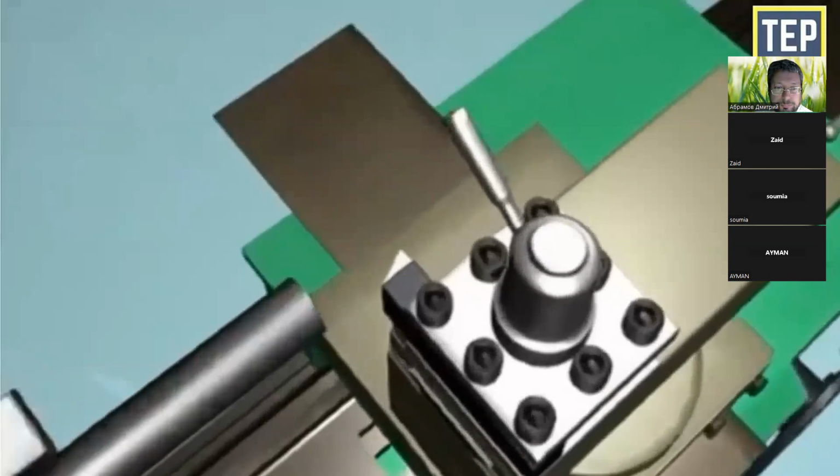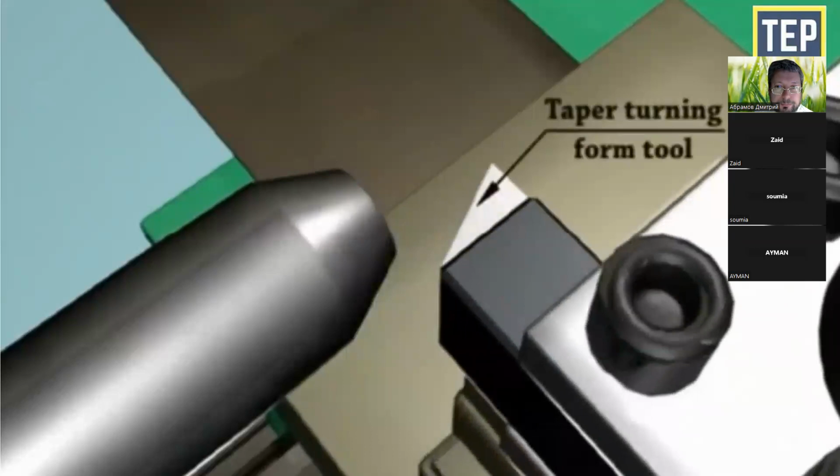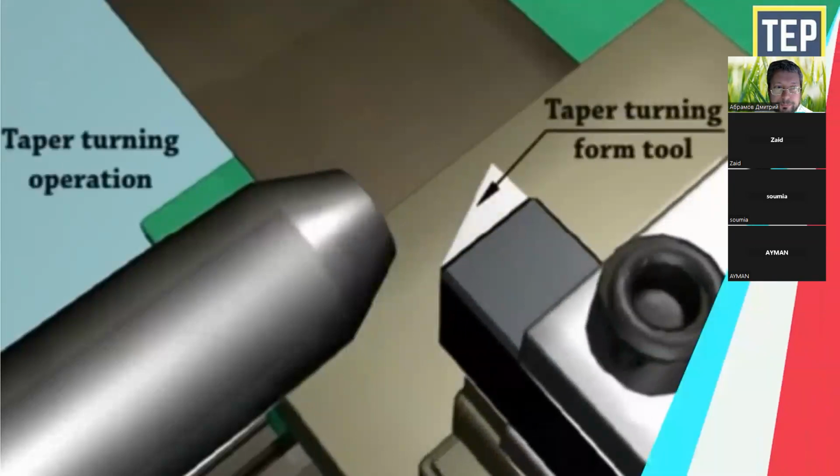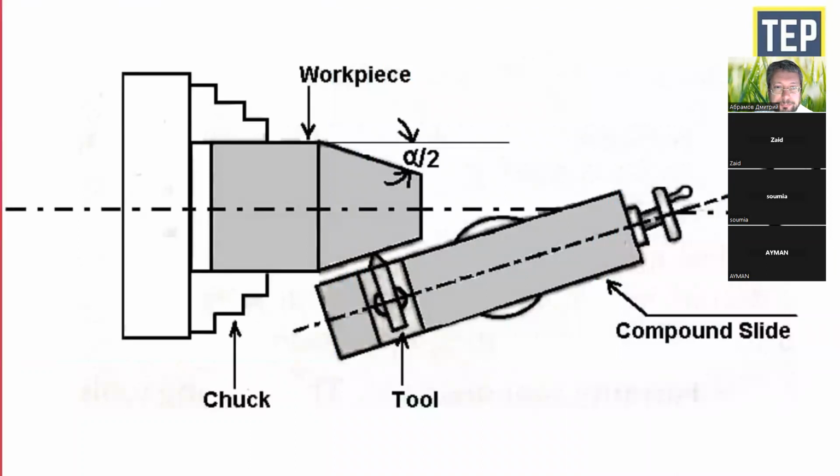In this method, the taper length obtained is equal to the width of the form tool. To obtain the required size of the taper, the form tool is fed slowly straight into the workpiece by operating the cross slide perpendicular to the lathe axis. Combined feeds method. The combined feed is made with the movement of a tool in longitudinal and lateral directions simultaneously while moving the workpiece.